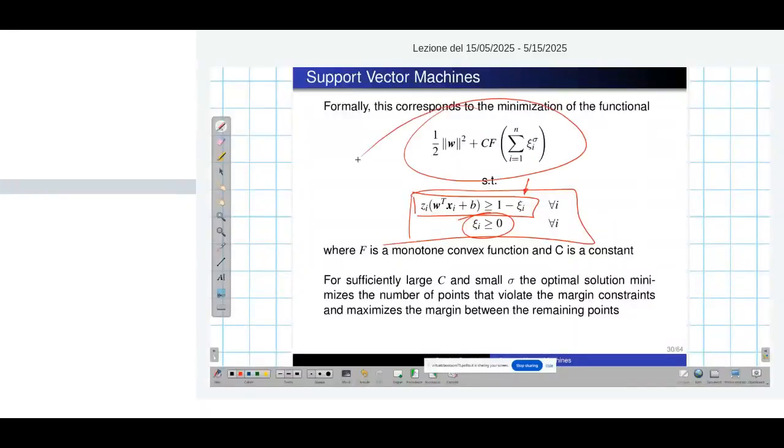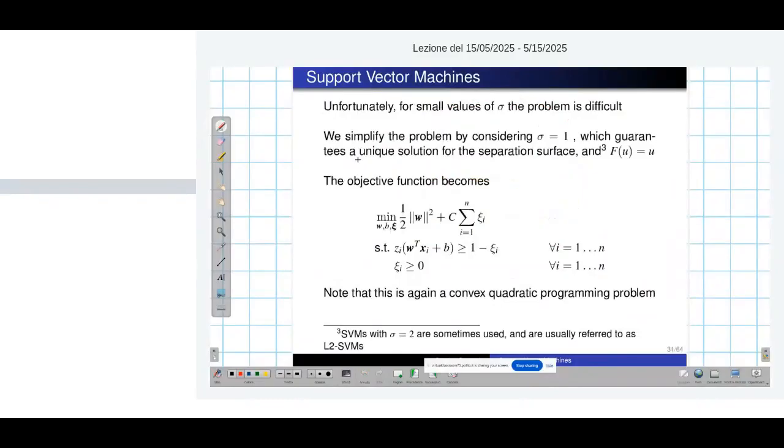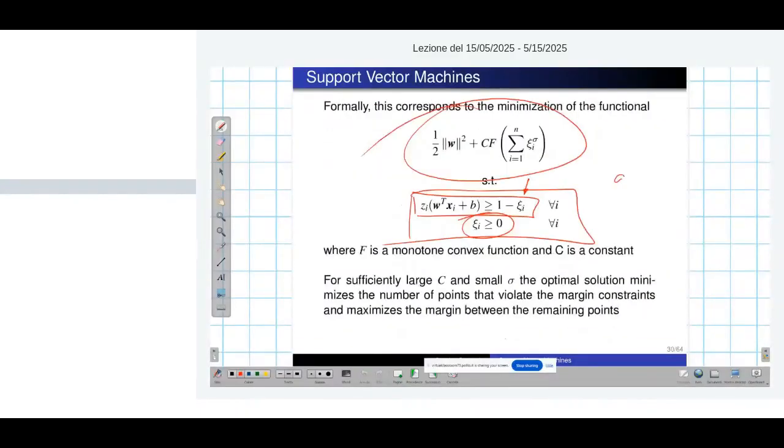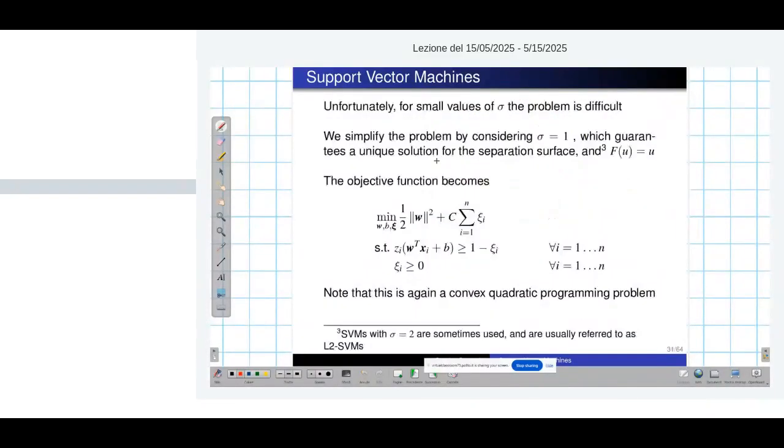This problem cannot be solved efficiently again. If I have a very small value of sigma lower than 1, then this problem becomes difficult to handle mathematically. So what we do is we make the problem easier, to reduce the computational complexity of solving the problem, by considering the smallest value of sigma for which we can still find an effective separation rule easily, which is sigma equal to 1.